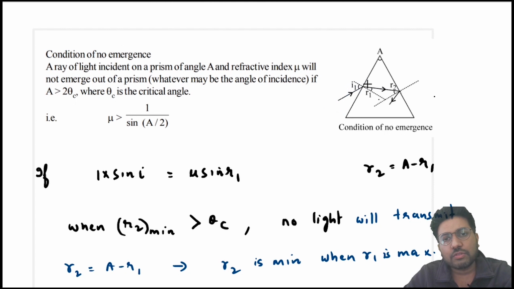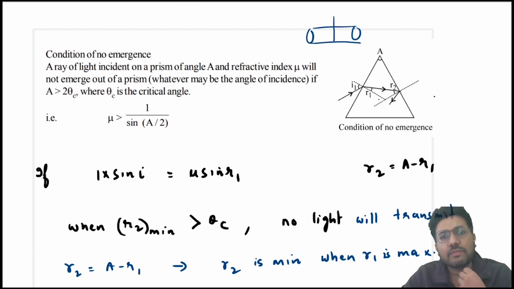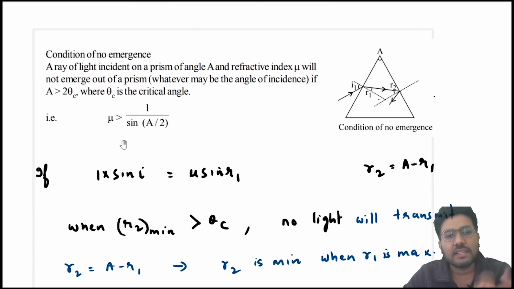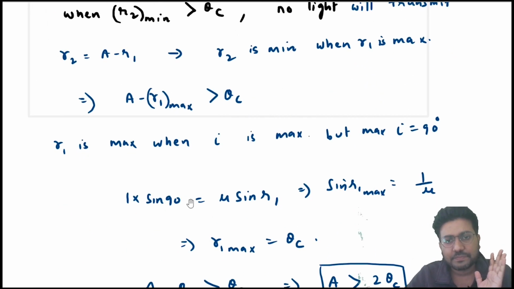One more thing that you should remember is, if the light which is perpendicular to the surface, that is the grazing incidence, if this light is unable to emerge, then no other light can emerge. Again I will repeat, if this light is unable to emerge, then no other light will emerge. This is similar to what we have discussed in a cylinder. But in the cylinder, this angle was 90 minus R1, but here it becomes A minus R1. That is the only difference.